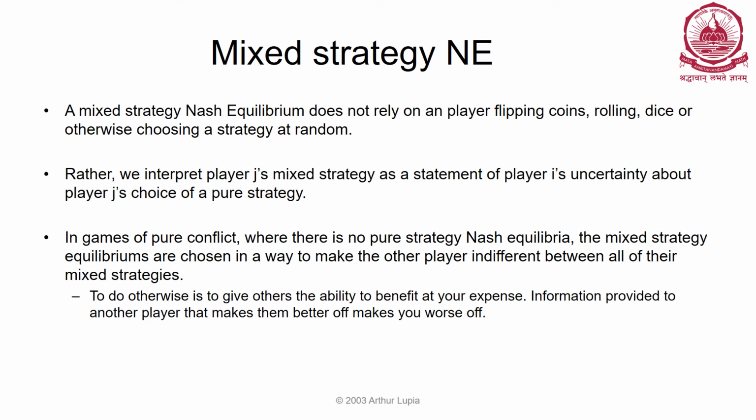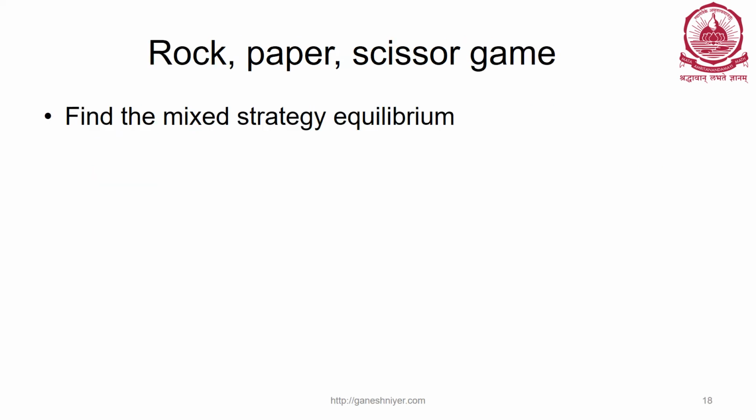Mixed strategy Nash equilibrium does not rely on a player flipping coins, rolling dice, or otherwise choosing a strategy at random. Another example: can you calculate the mixed strategy equilibrium of the rock, paper, scissors game, which we have discussed in one of the previous videos? And I strongly recommend this is also the right time to go and find out the mixed strategy equilibrium of the Battle of the Sexes game.